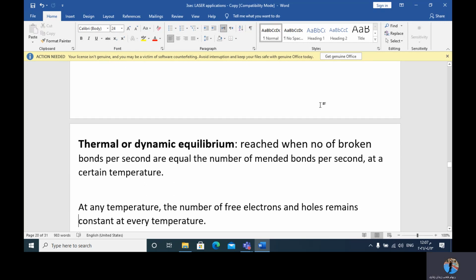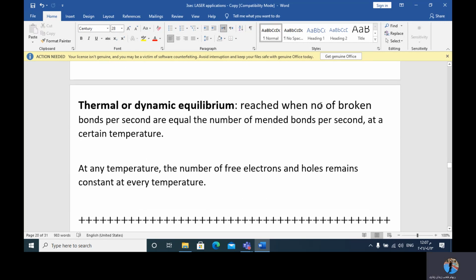And this can happen until we reach something called thermal or dynamic equilibrium. Now, this kind of movement of holes or movement of charge carriers can continue until we reach a thermal or dynamic equilibrium. What is the dynamic equilibrium or the thermal equilibrium reached? It is reached when the number of broken bonds per second equals the number of mended bonds per second at a certain temperature. What's the meaning of mended bonds?